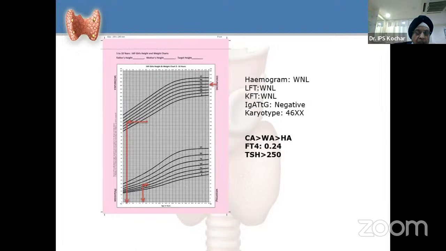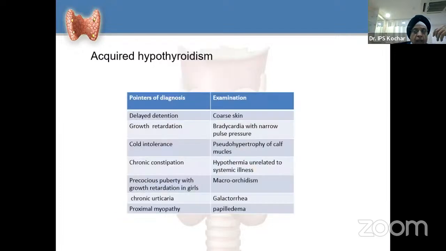TSH was 250. So this girl of short stature was a case of acquired hypothyroidism, and she was treated with thyroxine, and dramatic improvement was there, and she started growing. So you must remember that for acquired hypothyroidism, a pointer to diagnosis is delayed dentition. If a child has delayed dentition, yes. If the child has growth retardation, think of acquired hypothyroidism. If the child is complaining that I feel very cold, cold intolerance is there, then think of it. If the child has chronic constipation, then you think of it.